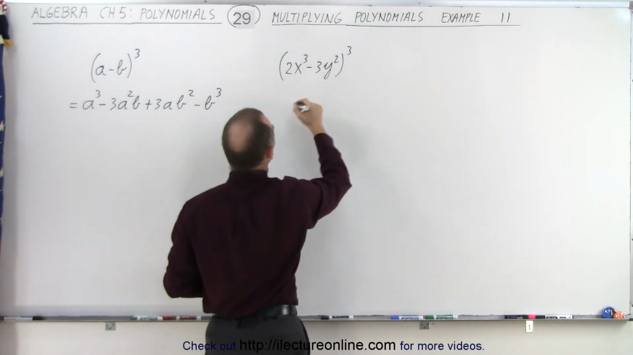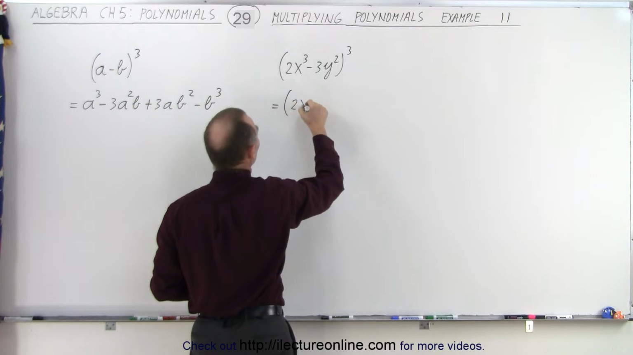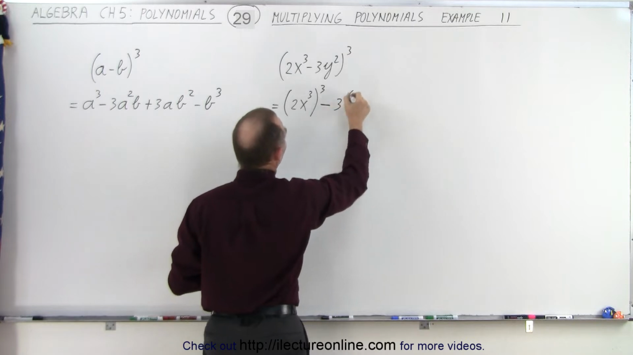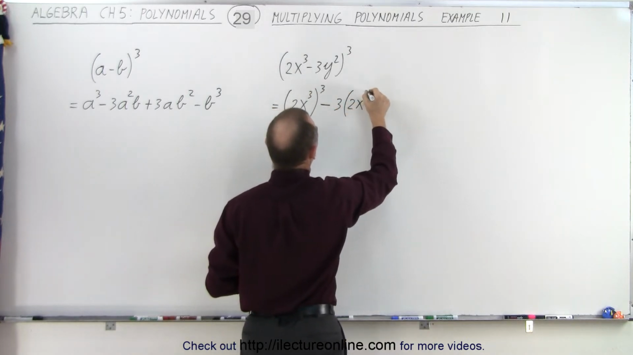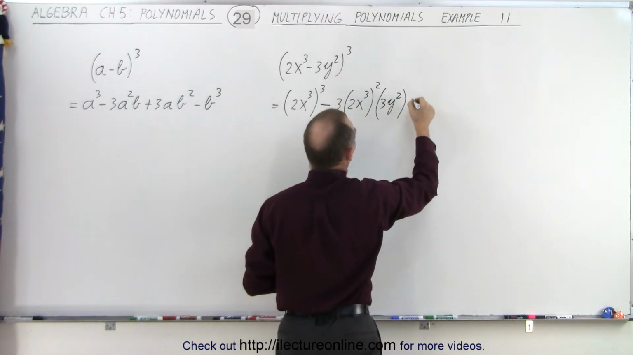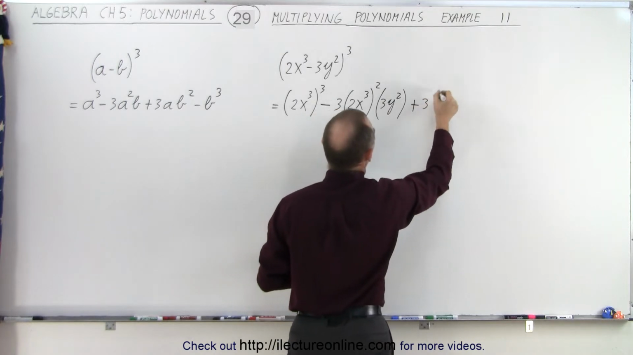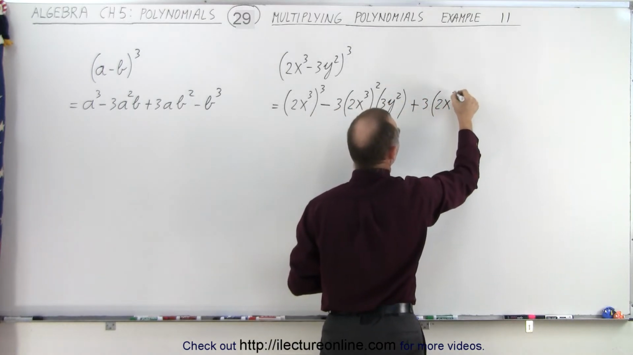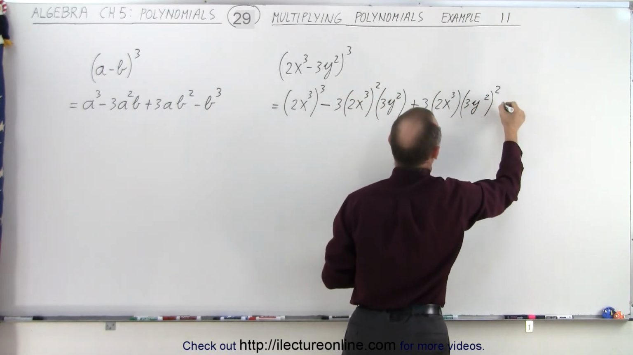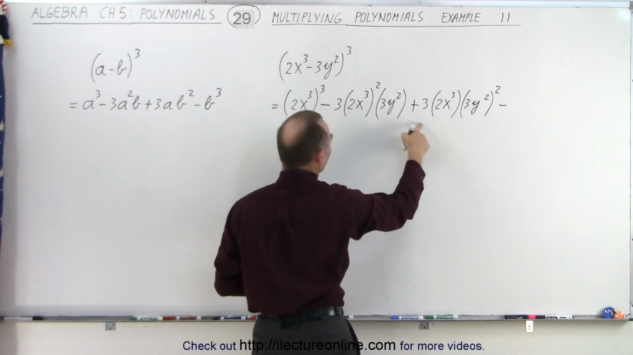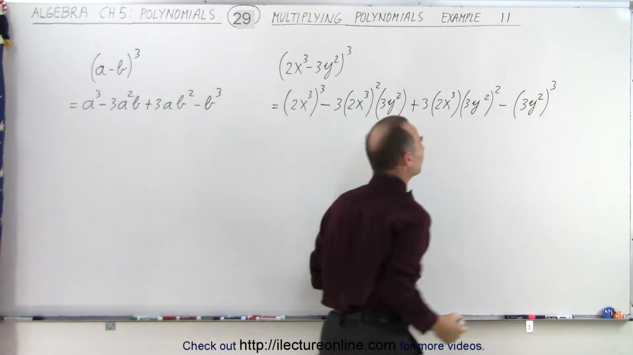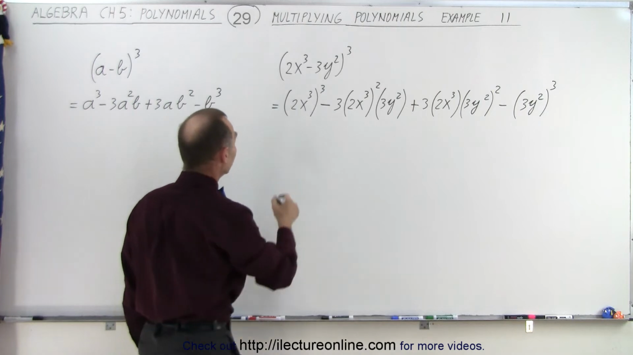Notice we're going to do the exact same over here. This is going to be equal to the first term cubed, 2x cubed quantity cubed, minus, because we have to alternate, 3 times the first term squared times the second term, plus, because we're alternating signs, 3 times the first term times the second term squared, minus, again alternating plus, minus, the third term cubed.